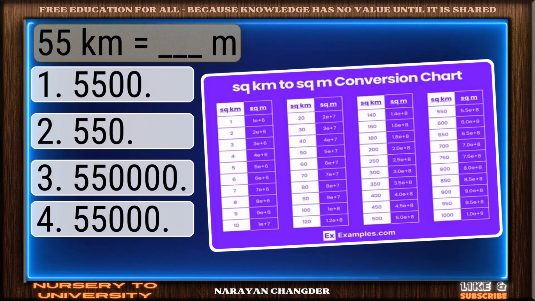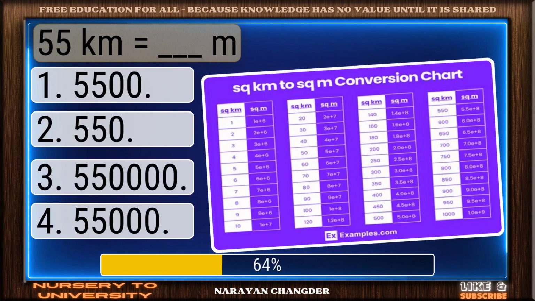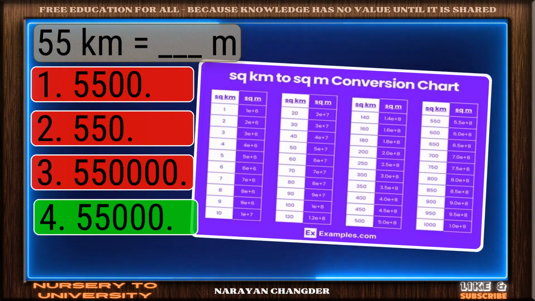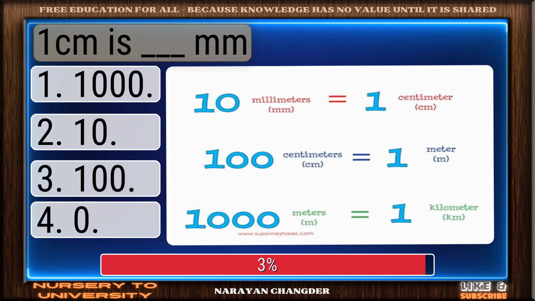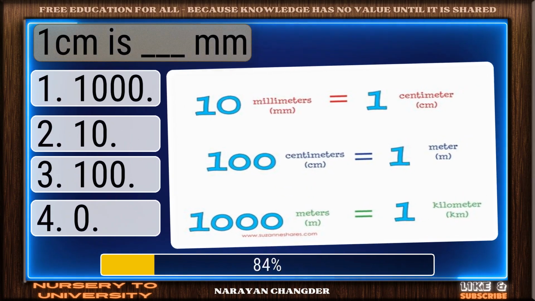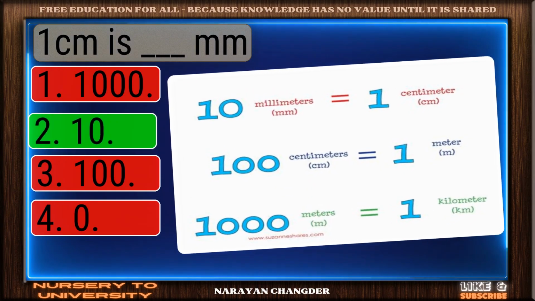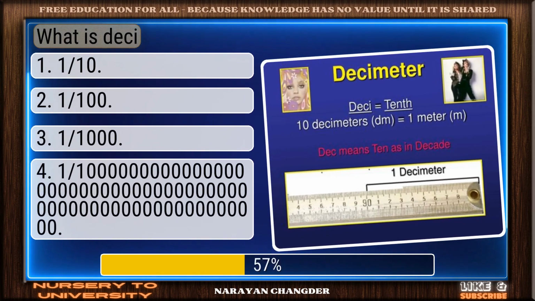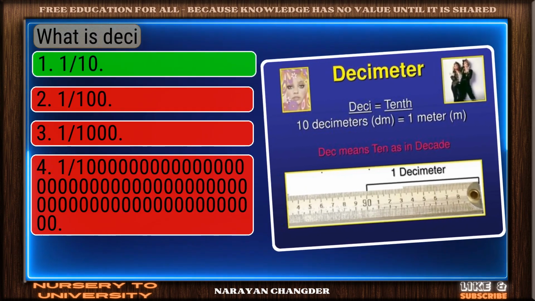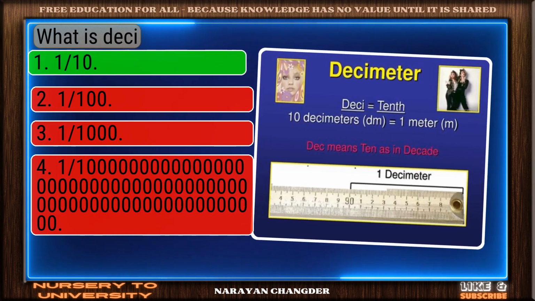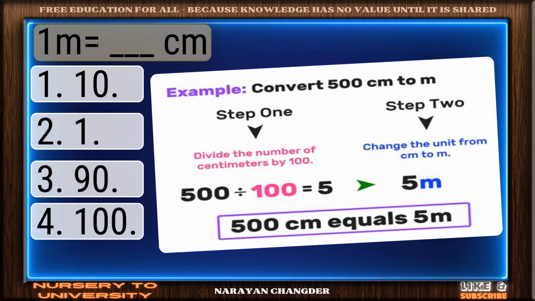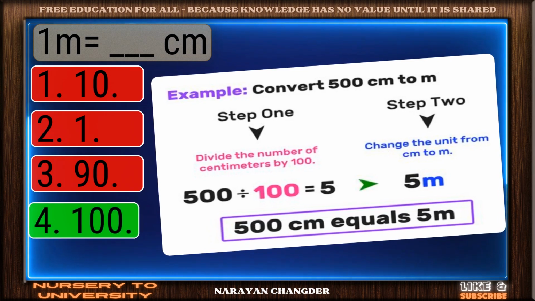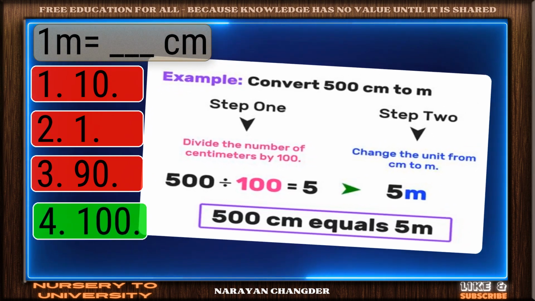55 km equal to dash m. Excellent choice. 55,000 is the right answer. 1 m is dash. Smart pick. 10 is the correct choice. What is dm? Solid response. Decimeter is a valid choice. 1 m equal dash cm. On track. 100 is the correct answer.